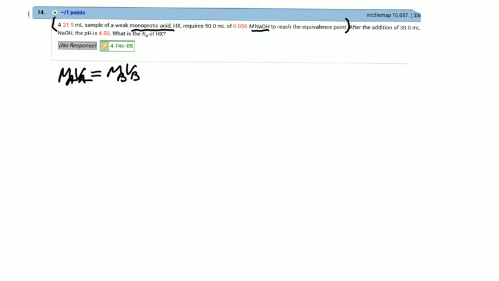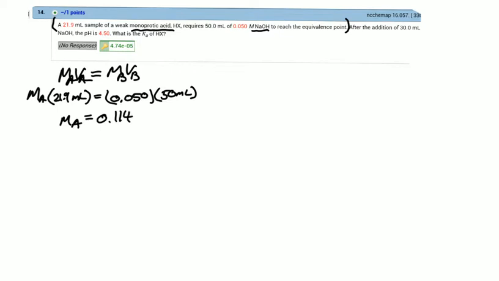So I'm going to plug in the numbers and see what we get. I've plugged in all my quantities, and when I calculate it, it comes out to be 0.114 for the concentration of the acid originally. So now anything else we do in the titration, we can always know that the original concentration was that.